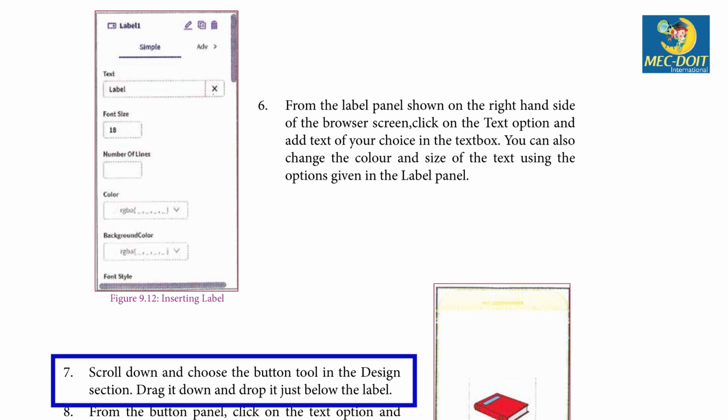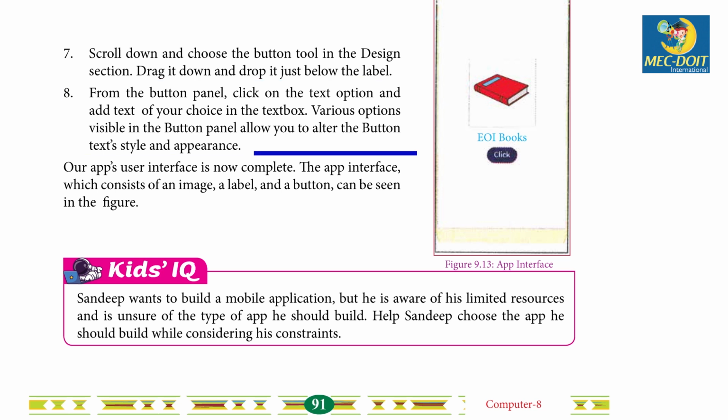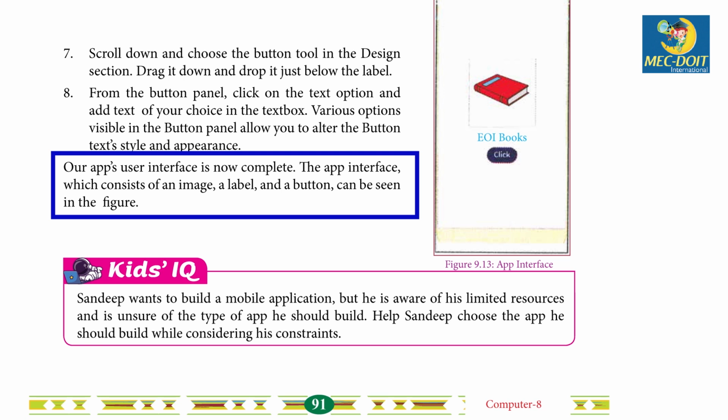7. Scroll down and choose the button tool in the design section. Drag it down and drop it just below the label. 8. From the button panel, click on the text option and add text of your choice in the text box. Various options visible in the button panel allow you to alter the button text styles and appearance. Our app's user interface is now complete. The app interface, which consists of an image, a label and a button, can be seen in the figure.